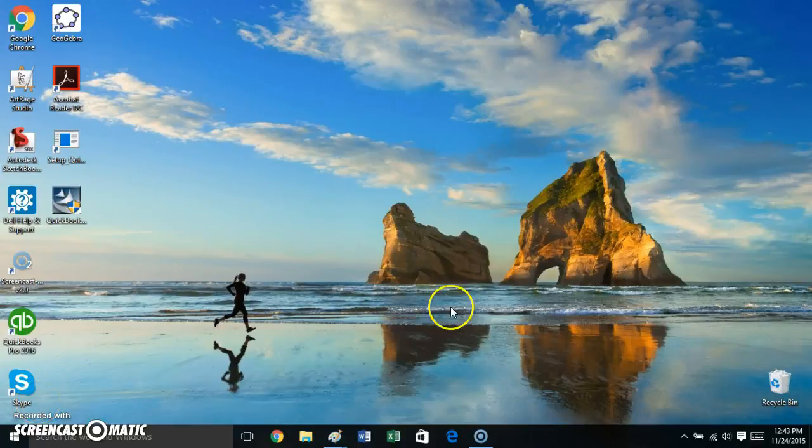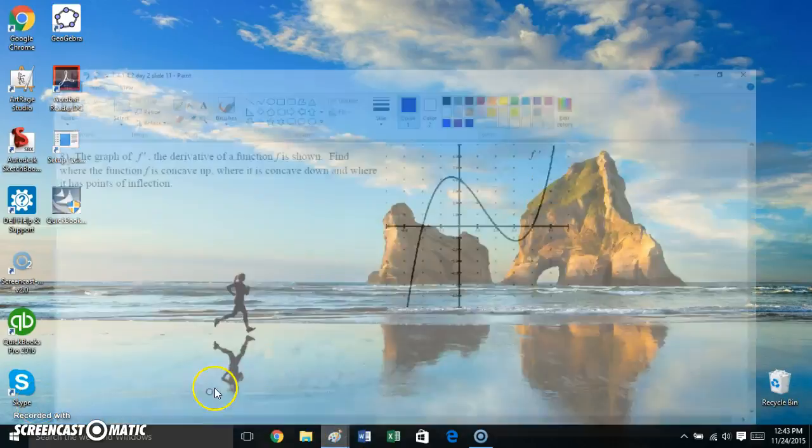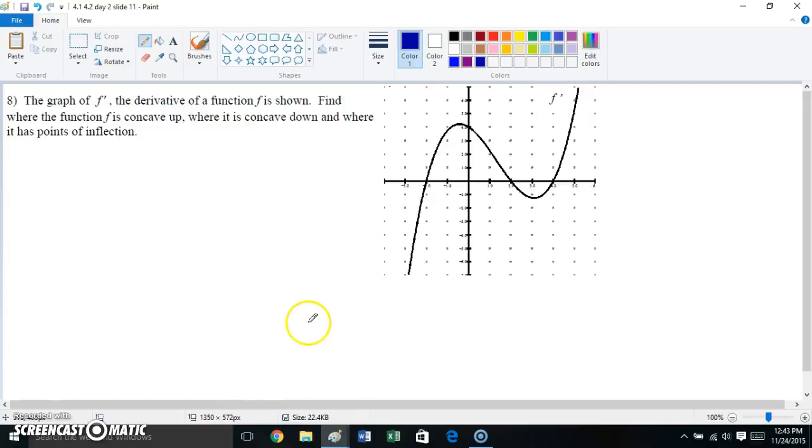Okay, we're going to look at the last 3 problems for the notes on 4.1, 4.2. Okay, question number 8. The graph of the derivative of a function is given. Find where the function is concave up and where it is concave down and where it has points of inflection.